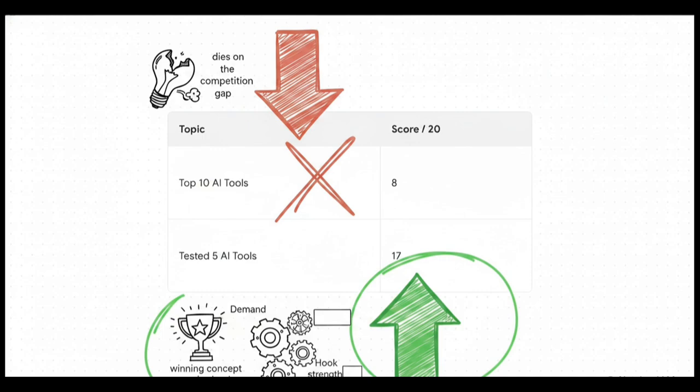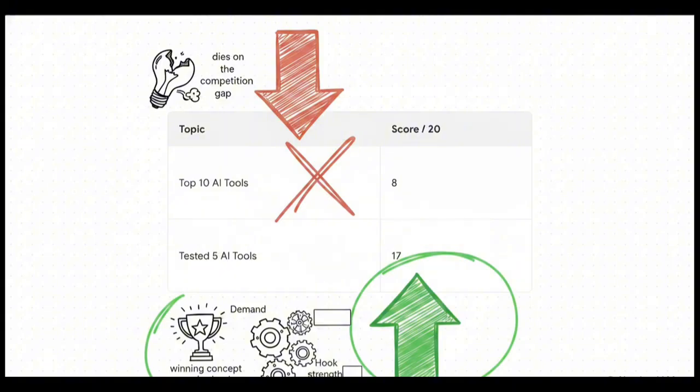Look at that top idea, top 10 AI tools. Now, a lot of people think that's a banger of an idea, but it scores a terrible 8 out of 20. Why? Because it completely dies on the competition gap. It is way too generic, it's been done to death. Now compare that to the bottom idea. I tested 5 AI tools so you don't have to.